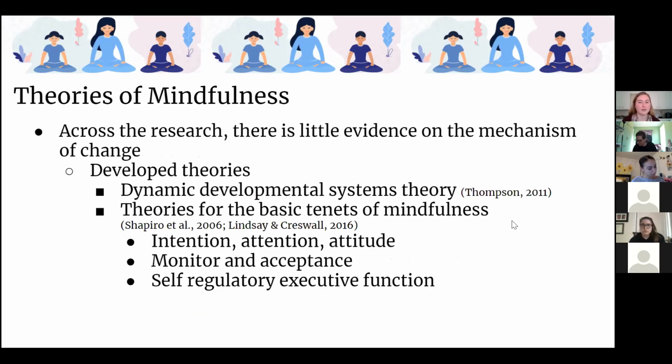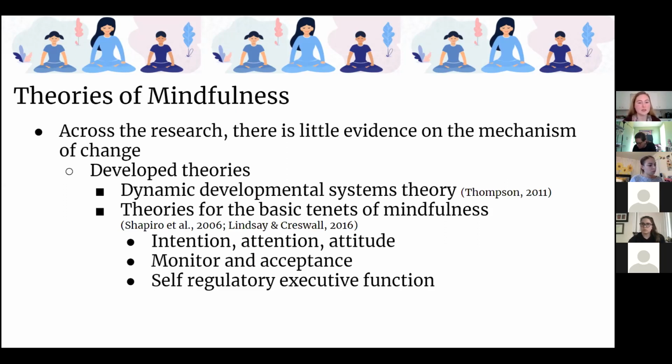Broadly, when we look at mindfulness, it's important to talk about the theories because unfortunately there's not a lot of evidence on the literal mechanism of change in the body or in the brain when we look at mindfulness's impact on emotional regulation. A broad theory that you want to consider is developmental systems theory. This theory has you not only think about the environment or social interaction or neurobiology or certain body systems, but it's bringing it all together in a complex, holistic manner.